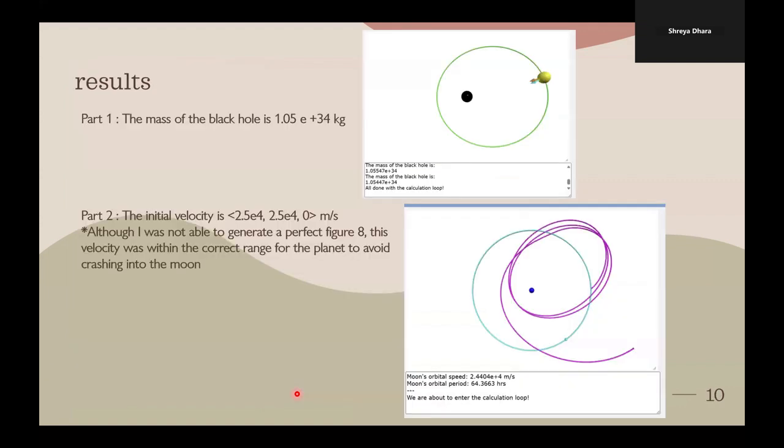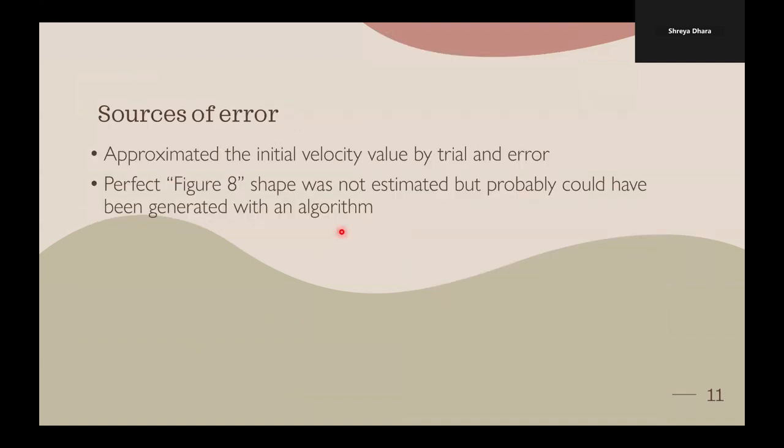To give our results, for part 1, with the derivation I mentioned before, we were able to find the mass of the black hole to be 1.05 times 10 to the 34 kilograms. This is a picture of what the orbit looked like. For the second part, although we weren't able to generate a perfect figure 8 here, I was able to make the spaceship loop around the moon and the planet without crashing into the moon. We found the initial velocity to be 2.5 times 10 to the fourth, 2.5 times 10 to the fourth, and then 0.